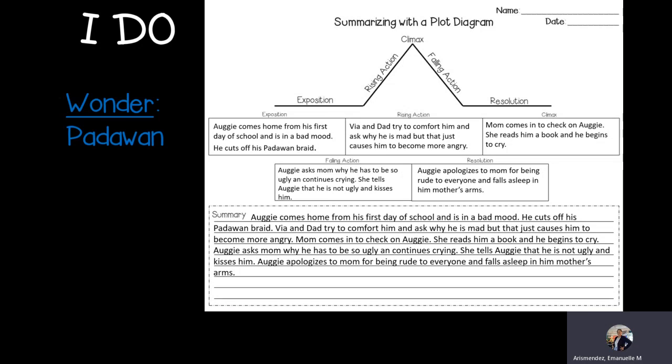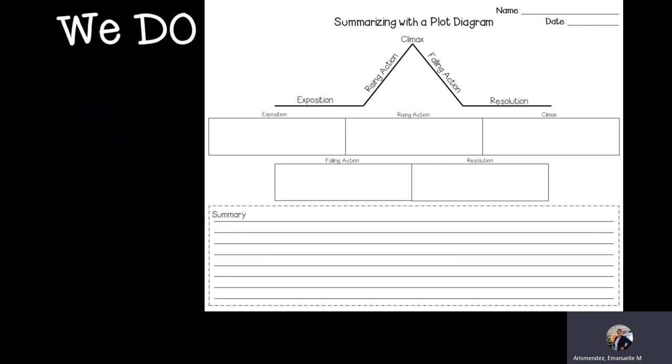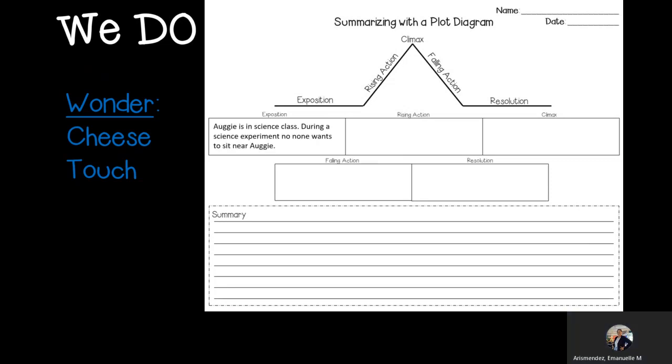All right, so let's do a we do. And this time for the we do, we are actually going to look at Wonder again, but we're going to talk about the chapter called Cheese Touch. So let's go back and try to remember, what was Cheese Touch about? There we go. The exposition, or the part that introduced what the problem was. Augie is in science class. During a science experiment, no one wants to sit near Augie. Tristan and Nino finally gather around the table near Augie after being prompted to by the teacher.